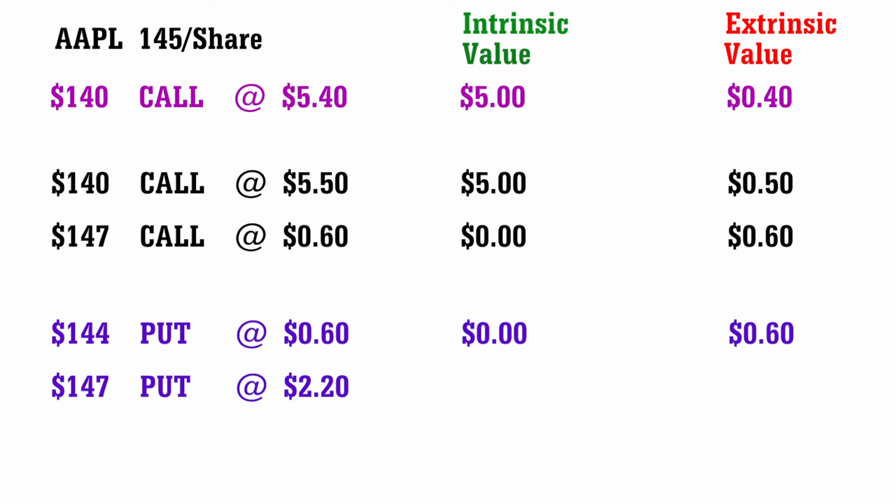The second put option is $147 put option going at $2.20. For the second put option, strike is above the current trading price, so this option is in the money. And as we have seen earlier, for in the money option, intrinsic value is the difference between the strike and the current price. So the intrinsic value for this option is $2 and extrinsic value is 20 cents.